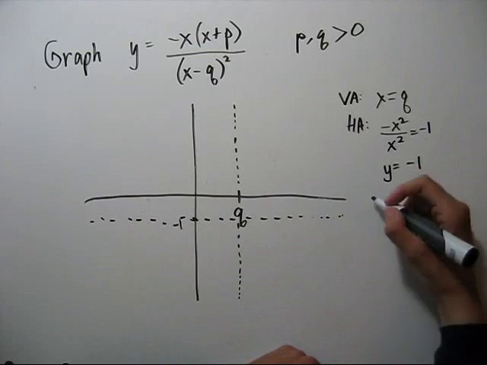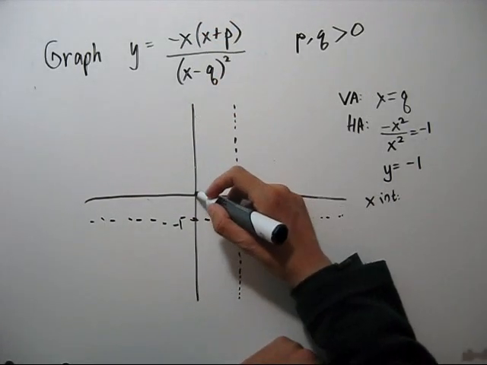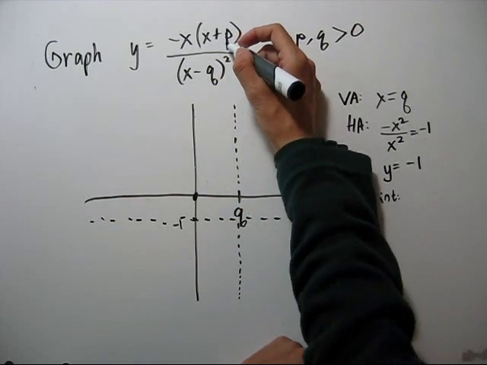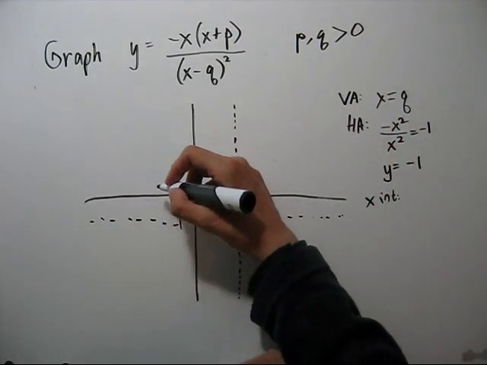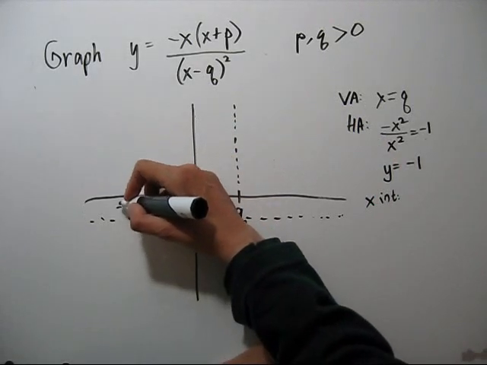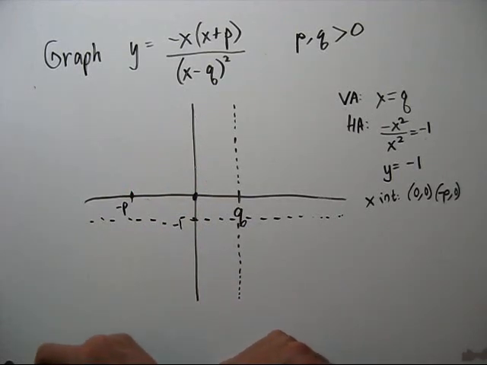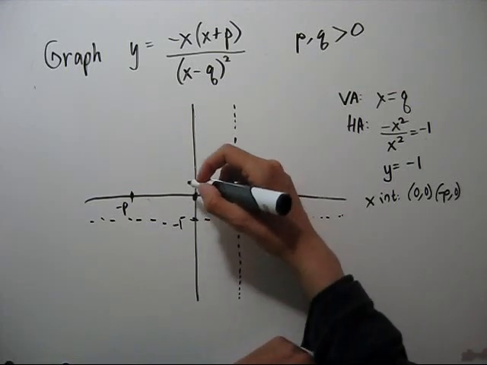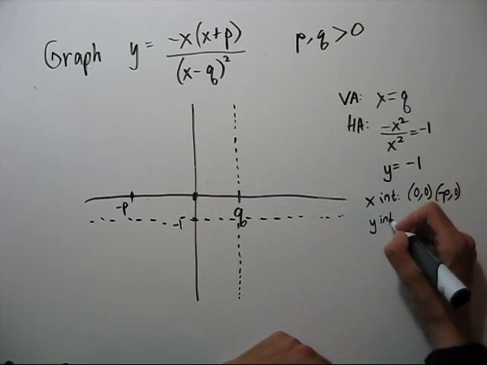Now let's look at intercepts. For x-intercepts, we have a 0 and we have a -p. Now p is positive, so -p, I don't know exactly where, but it's somewhere on the negative x-axis. For our y-intercept, we plug in 0 for x, and that gives us 0. So actually the y-intercept is one of the x-intercepts.